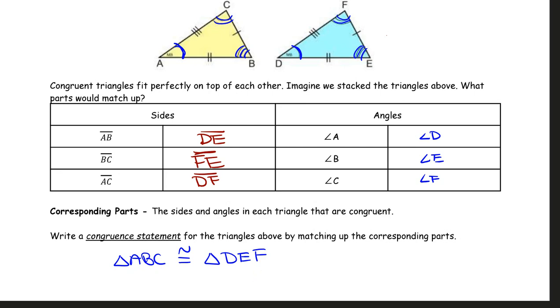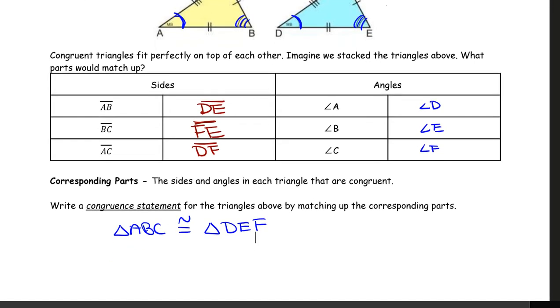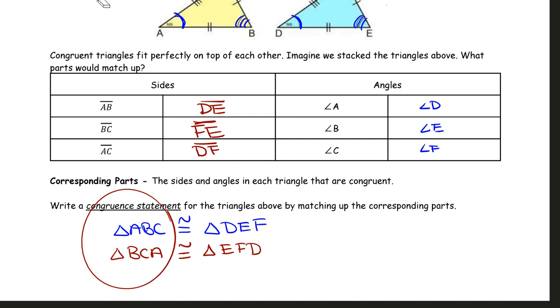Now, there are many different answers for this problem. I can name the first triangle anything I want to. If I wanted to, I could name this triangle BCA. But this time, if I'm calling it BCA, then I have to call this triangle whatever matches with B comes first. So E has to come first, and then since C comes second, F has to come second. And if A goes last, D has to go last. So there are many different ways we can write these congruence statements. The important part is, it doesn't matter what you name this one, but everything has to follow the same order.